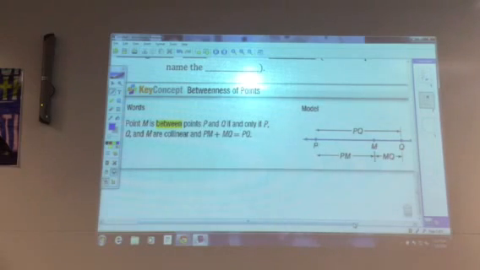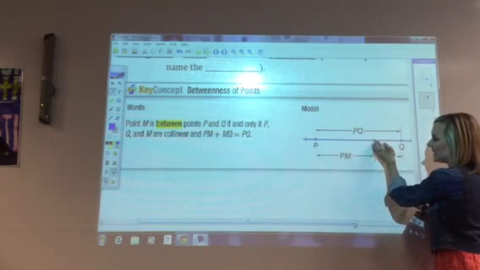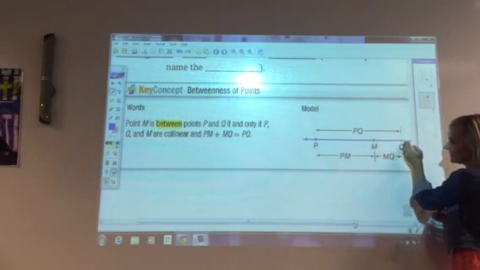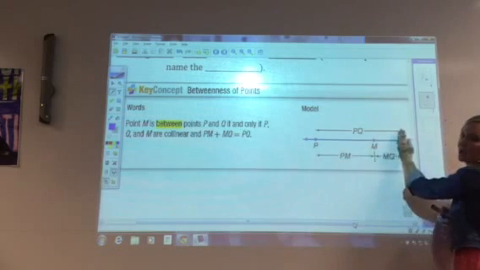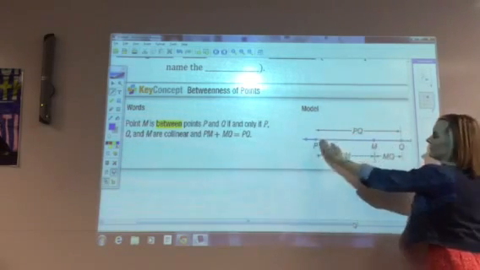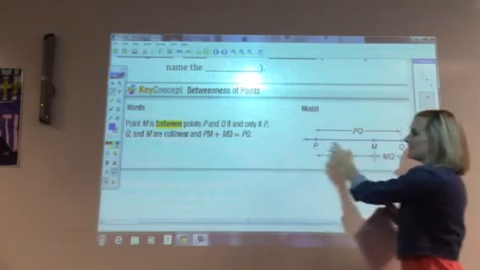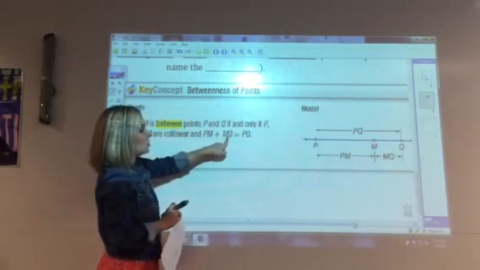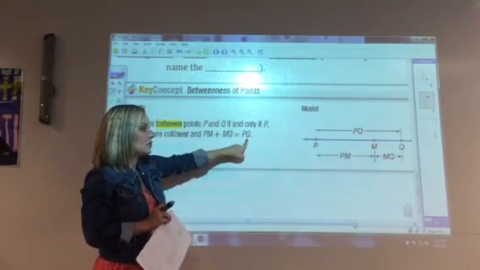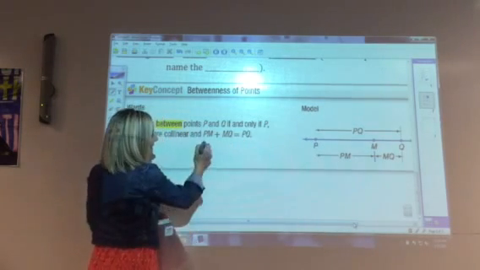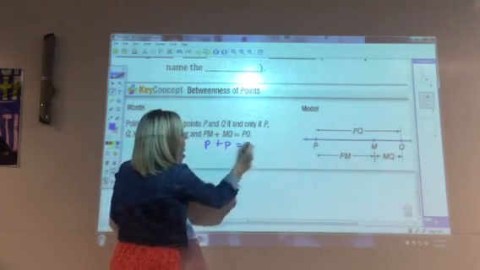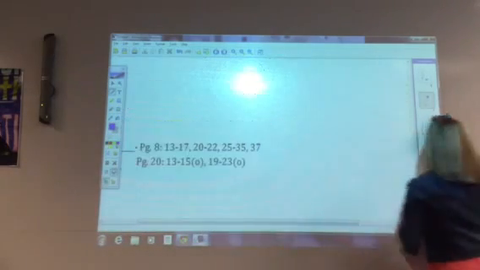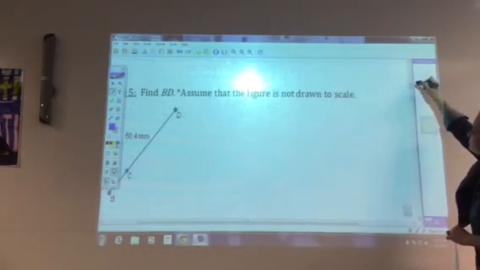So if you look at this model here, it says that by this definition, point M is between points P and Q. And if that is true, then this part of this segment of this line plus this part of this segment is going to be equal to the entire length of the whole segment. If M is between P and Q, then the measure of PM plus the measure of MQ is going to be equal to the length of PQ. Okay? One way I like to say this is part plus part equals whole.